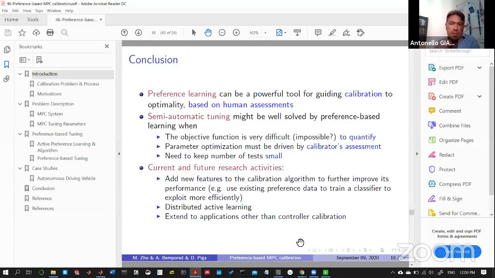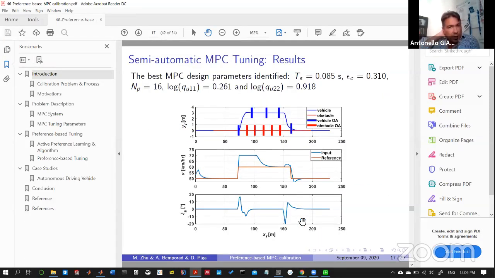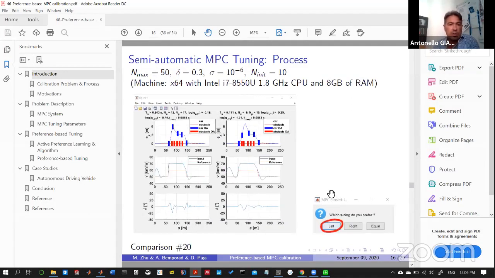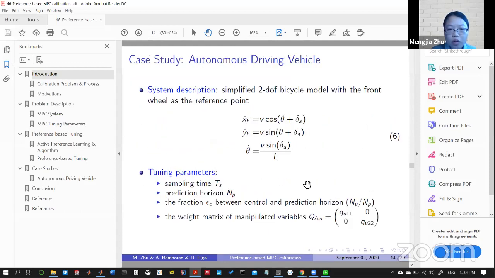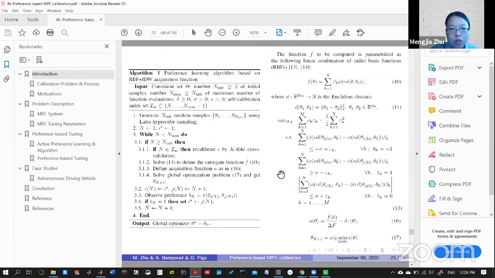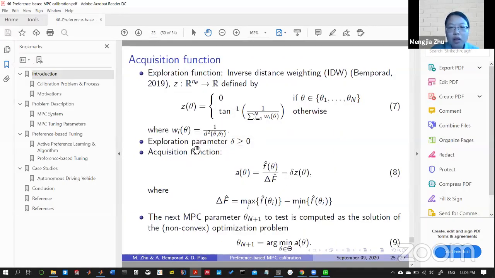The first one is probably something that you said or that is specified in the paper that you cited: what is the idea based on which you select the next value of the parameters after the feedback from the user? So you mean how to select the next values? Yes, the next theta that you then use. It's based on an acquisition function, which trades off between exploration and exploitation. For more detail, it's presented in the paper from Bemporad and Piga.